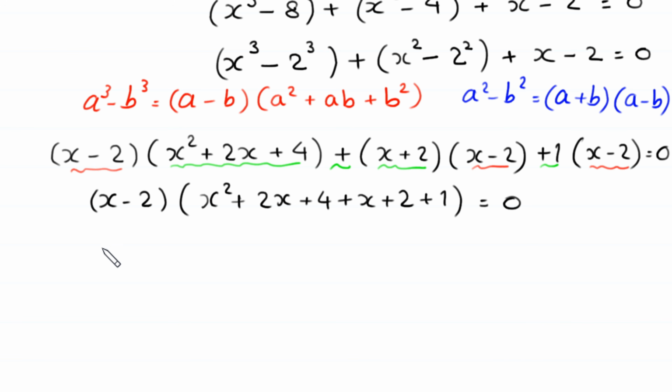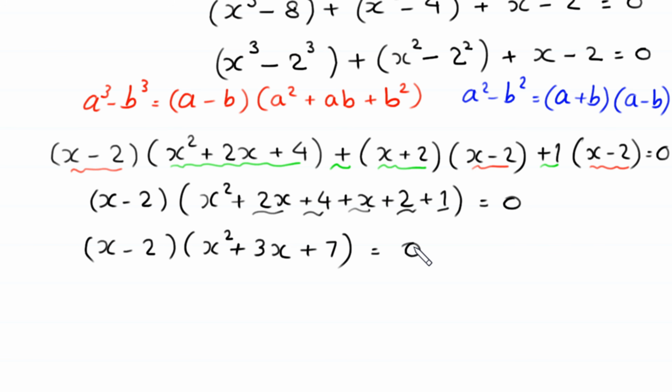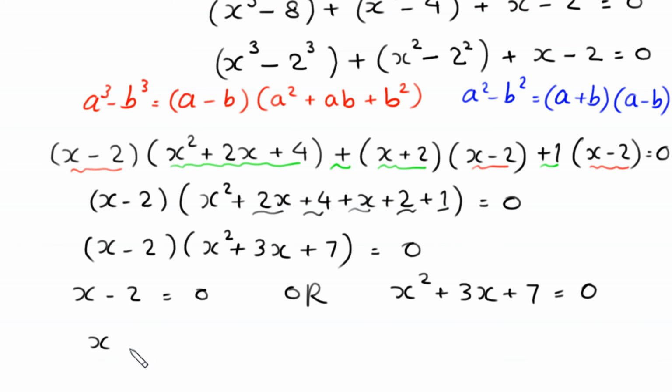Next, x minus 2 times x squared, this 2x plus 1x will become plus 3 times x, and this 4 plus 2 plus 1 will become plus 7 is equal to 0. And from here, either this expression x minus 2 is equal to 0, or this expression x squared plus 3 times x plus 7 is equal to 0. From this equation we get the value of x is equal to 2. This is the second value of x, this is the second solution.